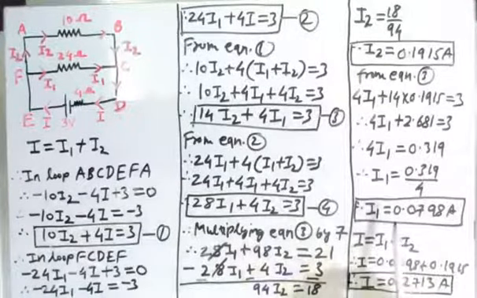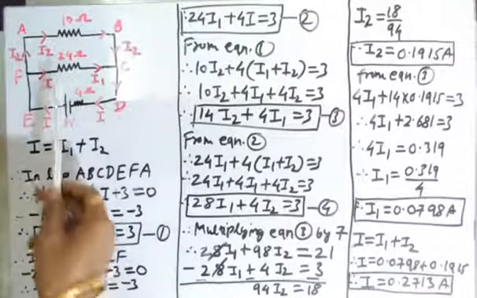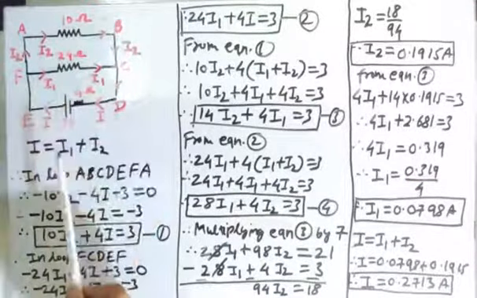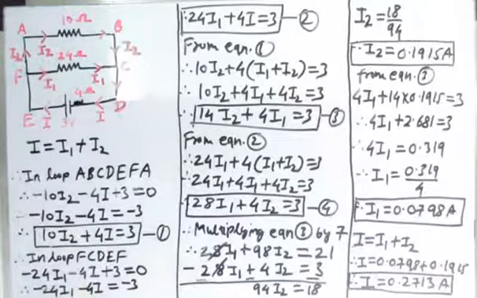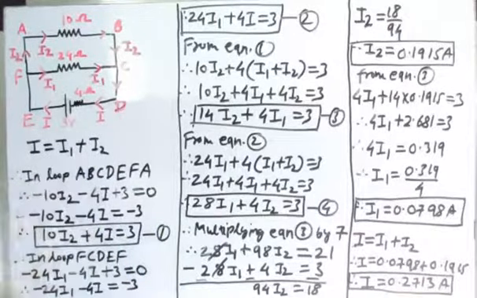So I1 is the value of current which is flowing through the branch FC, that is through the resistor of 24 ohm. Current I2 is flowing through the branch AB, that is through a resistor of 10 ohm, and current I is equal to I1 plus I2, that is the total value of current, 0.2713 ampere, is flowing through the branch DE, that is through a 4 ohm resistor.